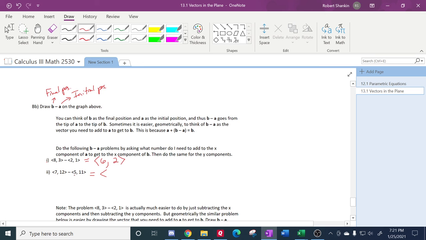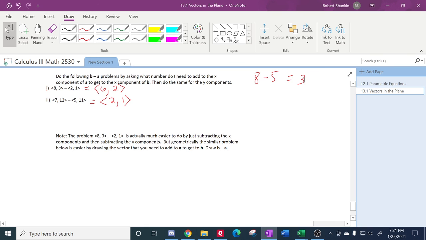And this one. What would I have to add to 5 to get to 7? 2. What would I have to add to 11 to get to 12? 1. It's just like 8 minus 5. So be thinking of, what do I have to add to 5 to get to 8? That.